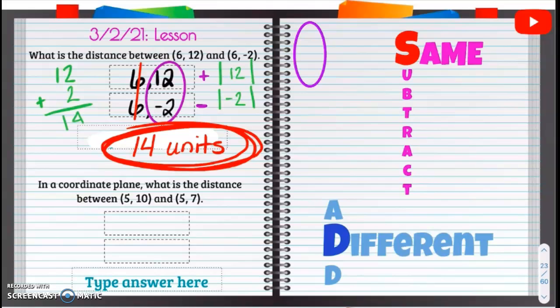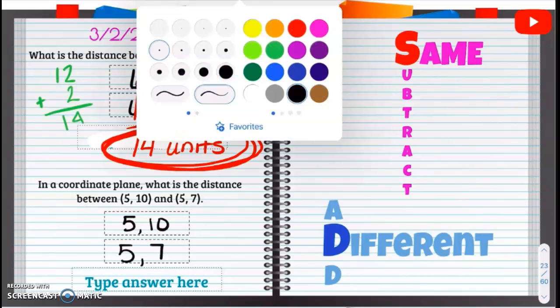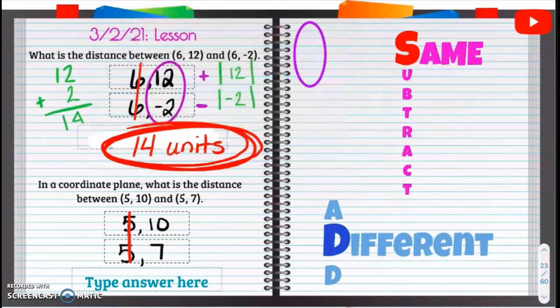Perfect. Let's take a look at the next one. So in our coordinate plane, what's the distance between these 2 points? So we have 5, 10, 5, 7. Oh, the 5s match up. They're a pair. They're going to go off into the sunset. We don't need to worry about them.